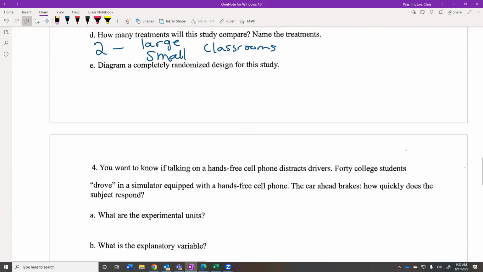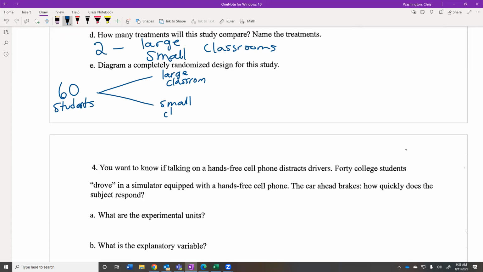I've already diagrammed a completely randomized design for the study. So it's going to look something like this. So 60 students. That's what we're looking at. Those are our subjects of the experiment. And what are we going to do with those 60 students? We're going to split them into two groups. Which groups are we splitting them into? We're splitting them into a large classroom and a small classroom. So half of them are going to the large classroom and half of them are going to the small classroom.